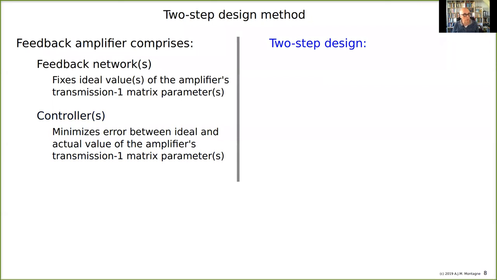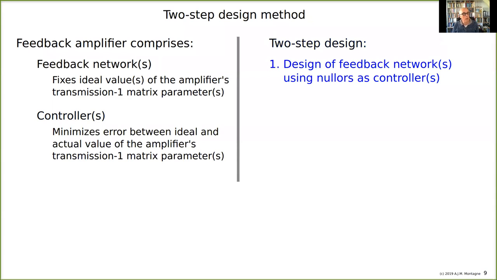First, we are going to design the feedback networks, using nullers as controllers, and then we need to design the controllers. And in this course, we are not going to design controllers, we are going to select controllers, operational amplifiers as controllers. But in order to select something, we need to know what specifications of those op-amps should be. And that's what we are aiming to find in this lecture and the next lecture.